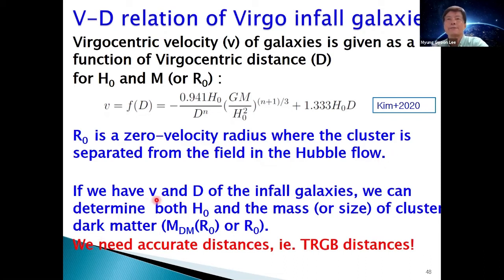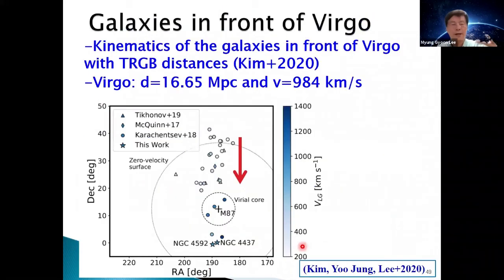So if you have the velocity and distance of the infalling galaxies, then you can determine both H0 and the mass or size of dark matter in the Virgo cluster. So for this modeling, to derive the values of the parameters, we need accurate distances, that is TRGB distances. So we need very accurate distances of these galaxies. In the past, it was possible in principle, but could not avoid large errors.